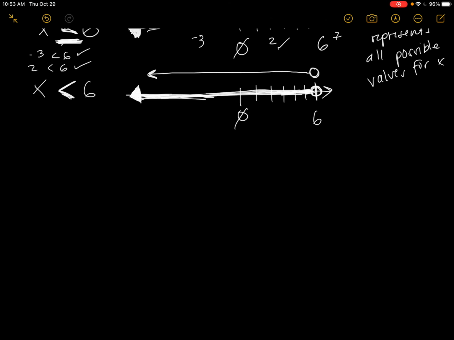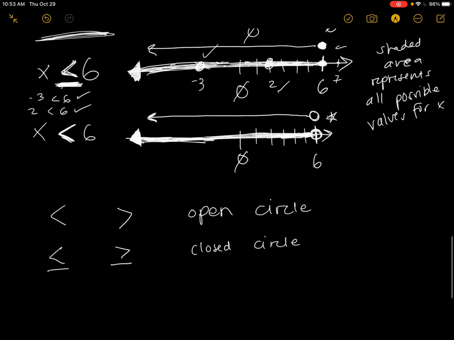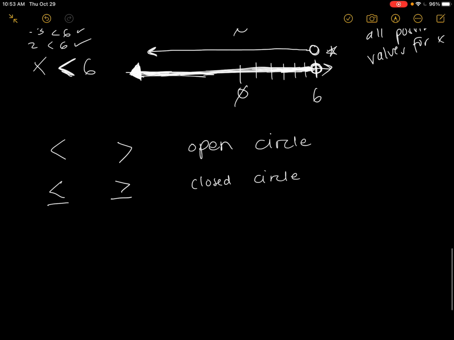So if you have less than or greater than, just remember your circle is going to be open, right? Like right over here. Because it cannot be equal to the number, but the number is the reference point. If it has that less than or equal to, then you're going to have a closed circle, right? Like right up here.